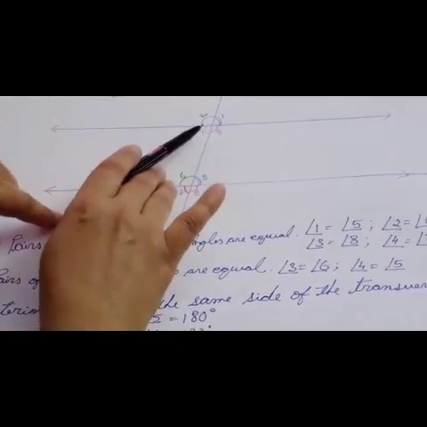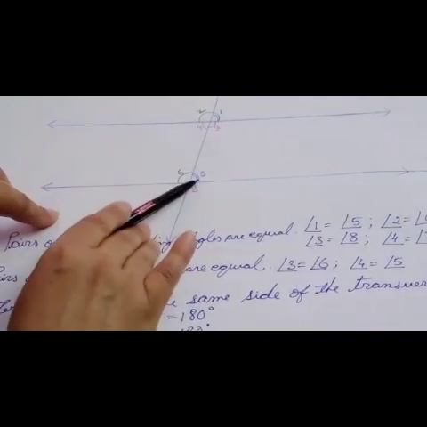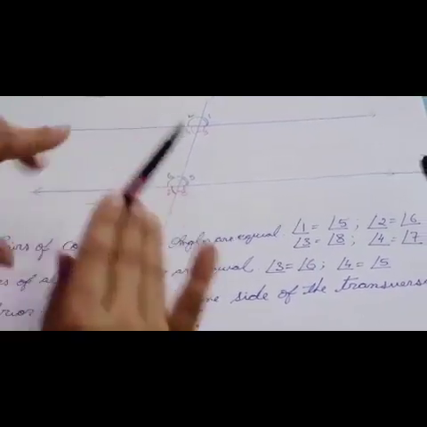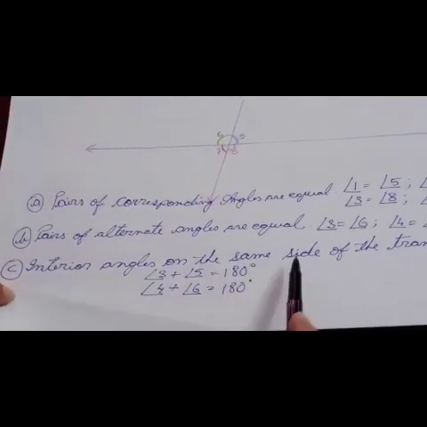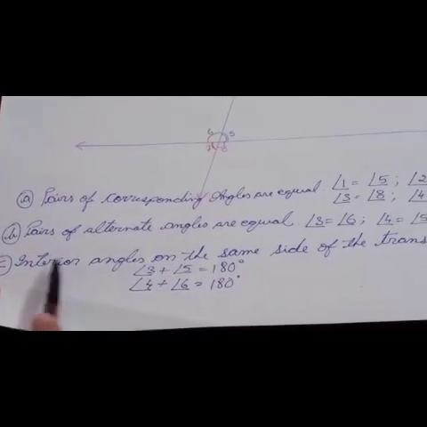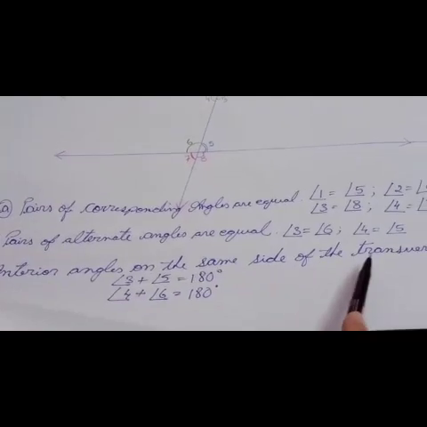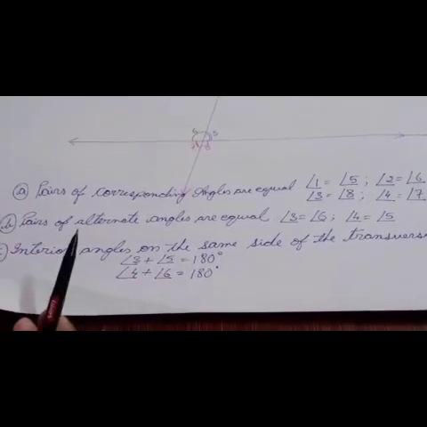They are also alternate angles. They lie on the opposite side of the transversal and they do not form a linear pair. Now again children, one more property which is very important is interior angles on the same side of the transversal.